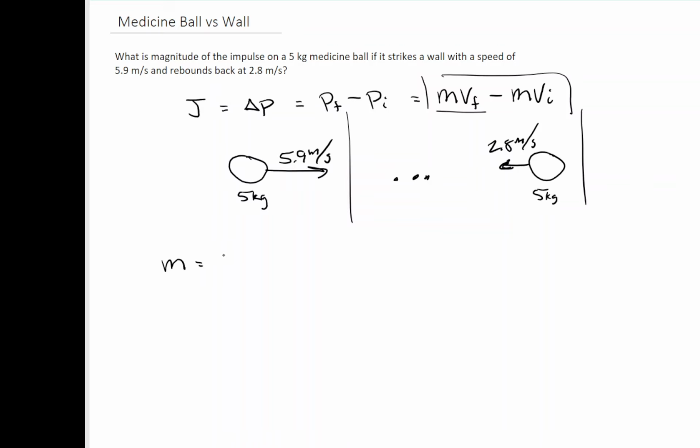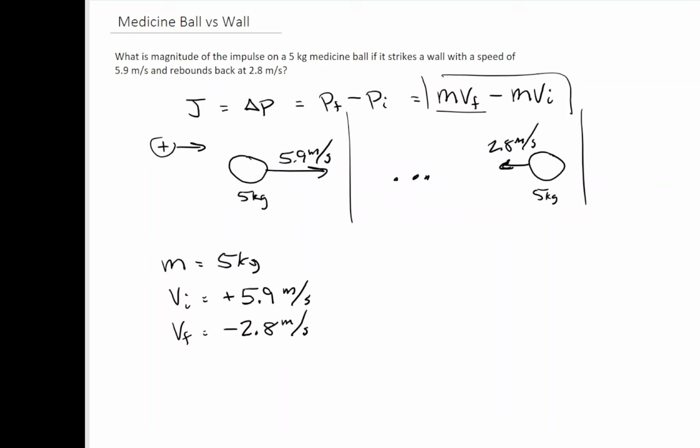We know the mass is 5 kilograms. The initial velocity of the ball, I drew arrows here, right? Velocities are vector quantities. I drew a right arrow, so I'm going to call that positive 5.9 meters per second. And it's not a bad idea on my picture to indicate that I've drawn it such that to the right is positive, which makes our final velocity a negative value. That's a common place where you're going to see mistakes.